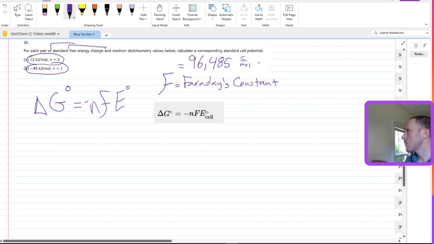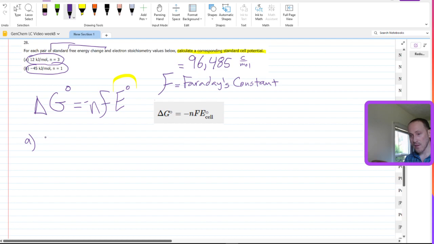And what we're going to do is, I guess we're going to solve for E cell, right? Because we're asked to calculate a corresponding standard cell potential. So we really just have to solve for E cell. I apologize again about being confused for a sec there. We now have everything we need.